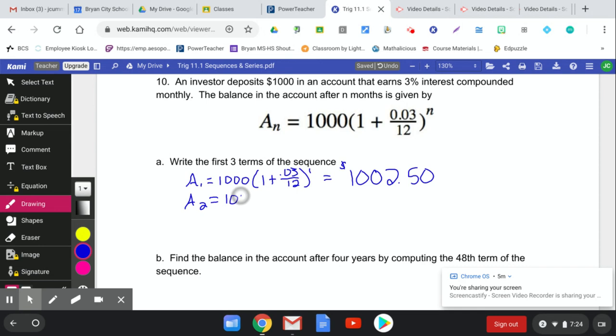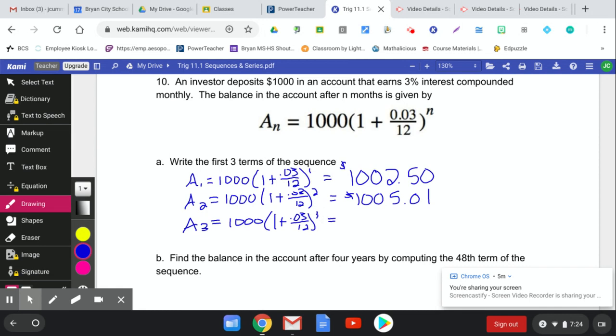For our second term, we're going to plug in 2, and we get $1,005.01. And the third month, again, just plug it into your calculator, and we get $1,007.52.